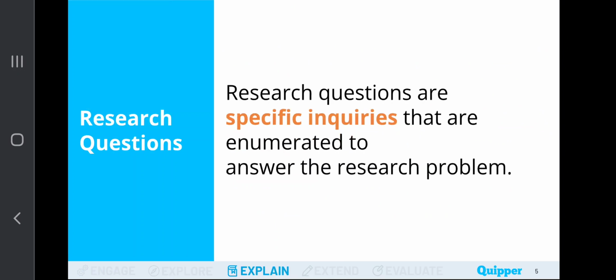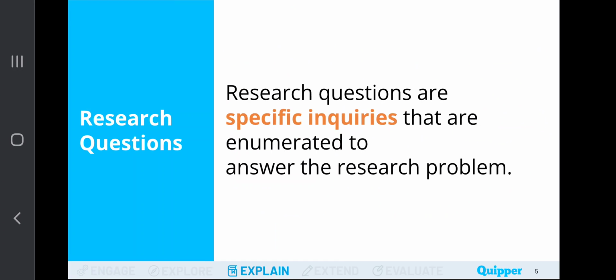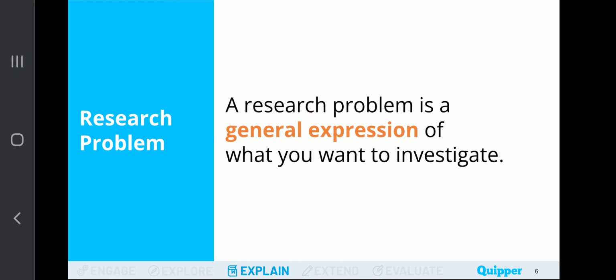The research question, specific nga mga pangutana, specific inquiries that are enumerated to answer the research problem. So there is a connection between research questions and research problems because the research problem is a general expression of what you want to investigate. From this general expression, we now identify the specific inquiries that you would like to ask in order for us to answer them during the conduct of the study.